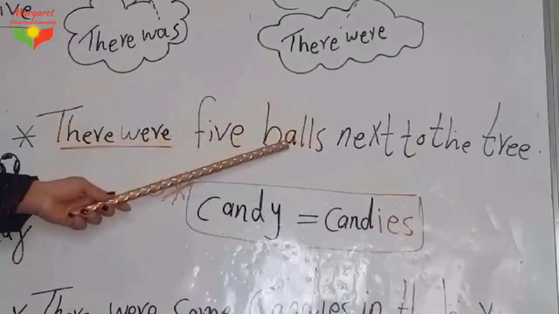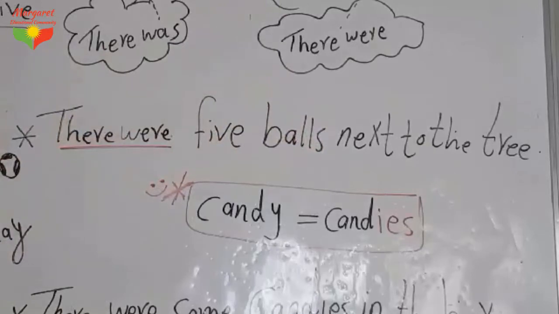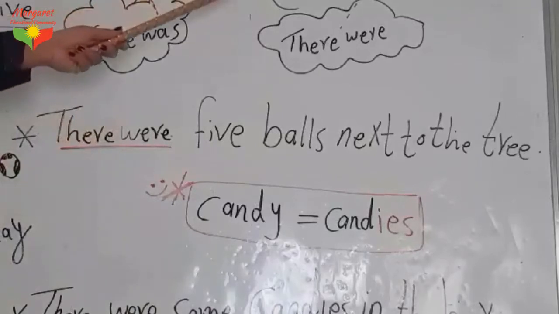Ball will be balls. Why? Because we have more than 1 ball. And there was will change to there were. Why? Because we have more than 1 ball. So with plural nouns, you have to use there were in the past time.